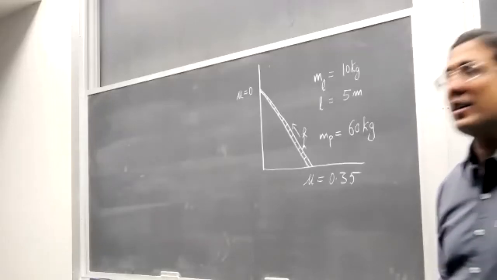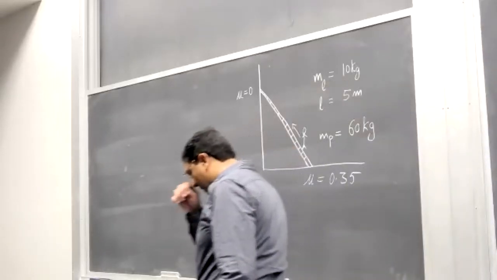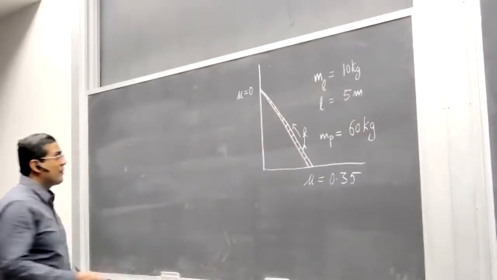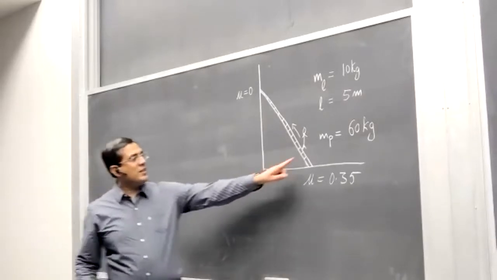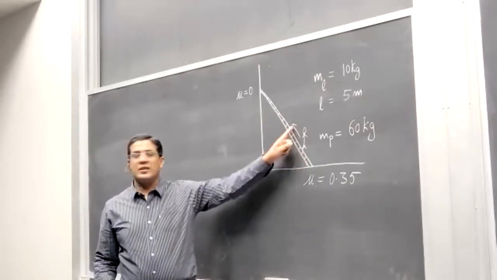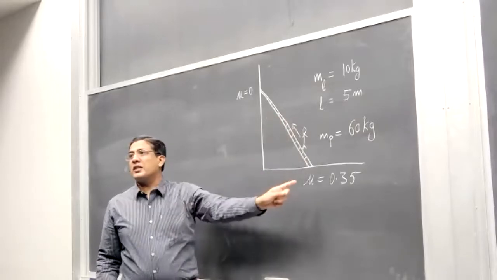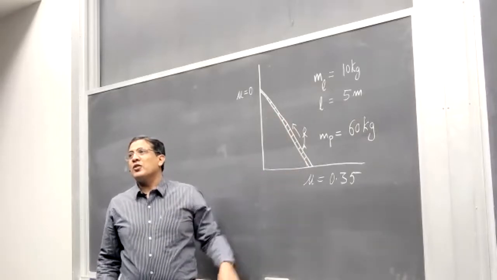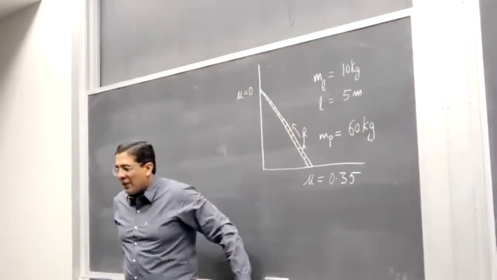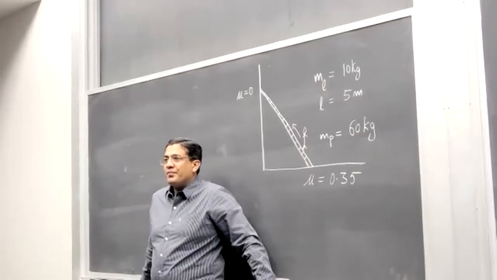What is the condition for this? So the question is, we need to find out the distance that this person has climbed along the ladder before it slips. Okay, so this is a problem about equilibrium. What are the conditions for equilibrium?